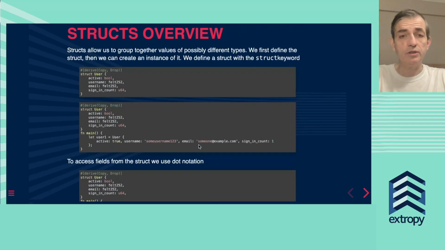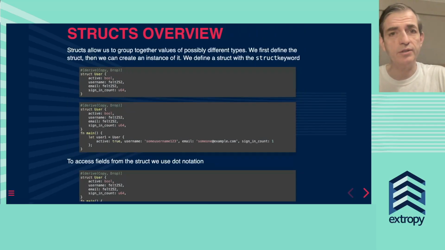Let's move on to structs. Quite similar to what we would see in Rust. It allows us to group together values of potentially different types and create from that a data type. So we need to define the struct before we can use it, and then we can create an instance of it, and we use this struct keyword to do that.